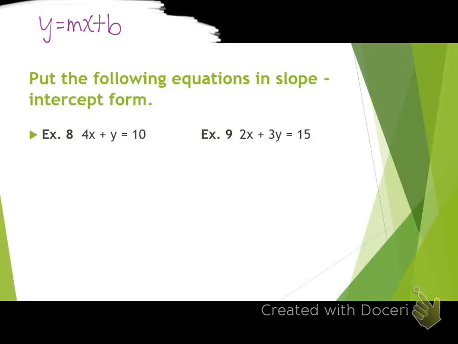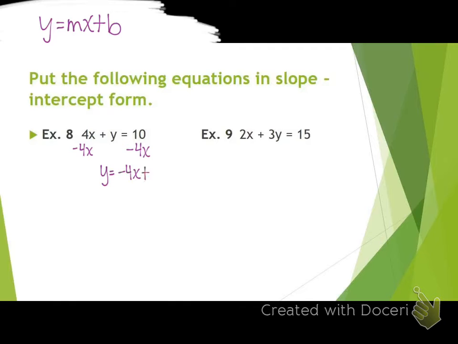The 4x needs to move. How are we going to make it move? Subtract 4x. If you do it to one side, you better do it to the other side. Do we have a question? Okay. Y equals negative 4x plus 10. Very good.